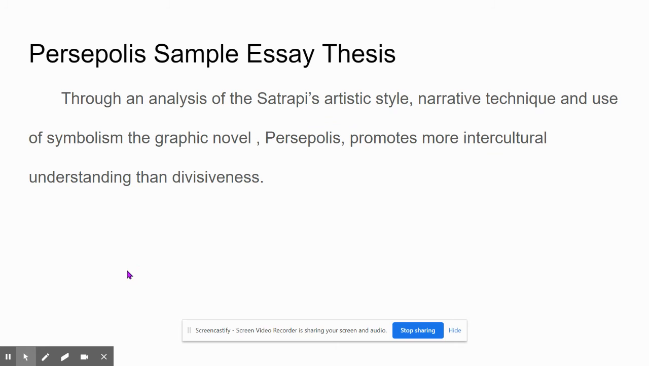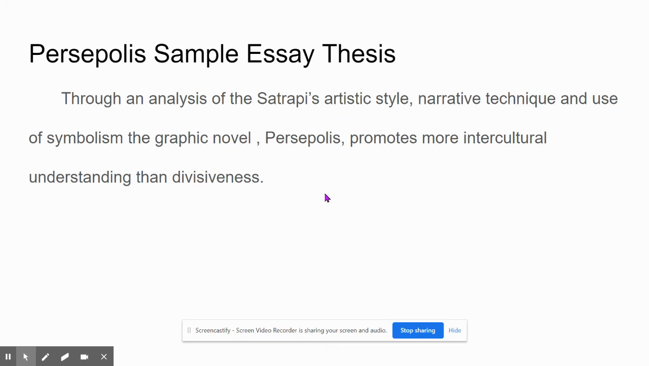Okay, the last thesis is also from a student sample. Through the analysis of Satrapi's artistic style, narrative technique, and use of symbolism, the graphic novel Persepolis promotes more intercultural understanding than divisiveness. So again, they have their three subtopics, and their debatable claim comes after the three subtopics. So it doesn't really matter which order you do that in. You can have your claim first. Persepolis promotes this using these techniques, or vice versa.